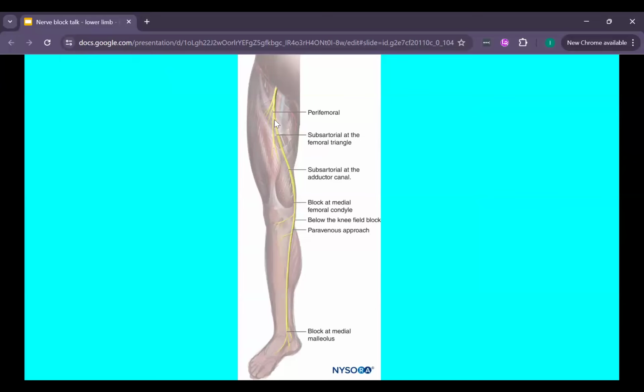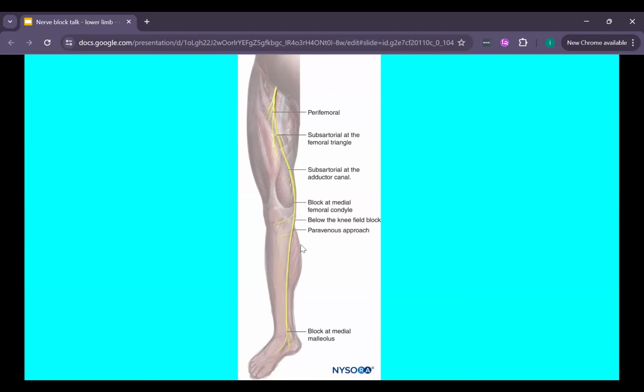The saphenous nerve is a branch of the femoral nerve, and it can be blocked at any stage. If it's blocked in that middle third of the thigh, we call that the adductor canal block. As it moves towards the distal third of the thigh, we call that the subsartorial or saphenous nerve block. And it can also be blocked further down, and this can be done by a landmark technique or by the surgeons as well.